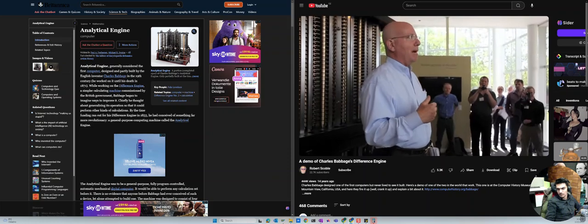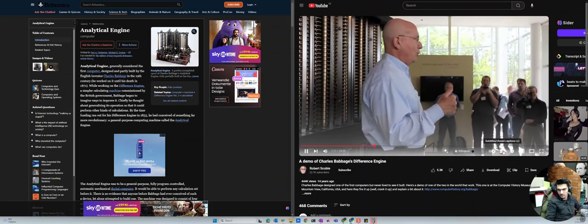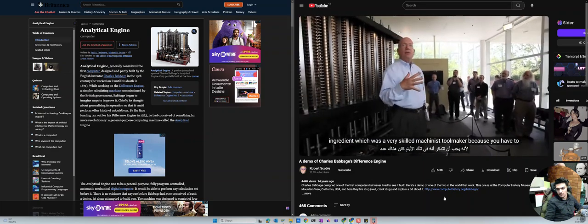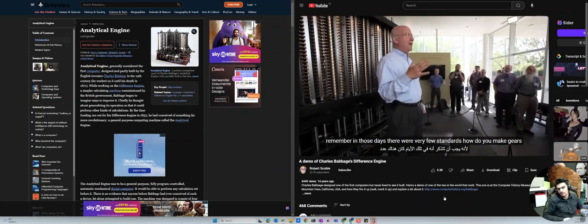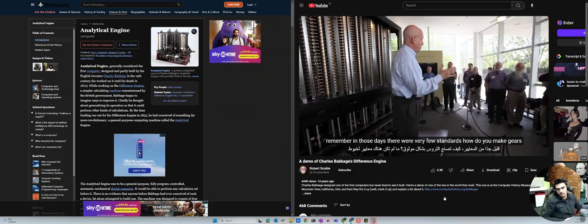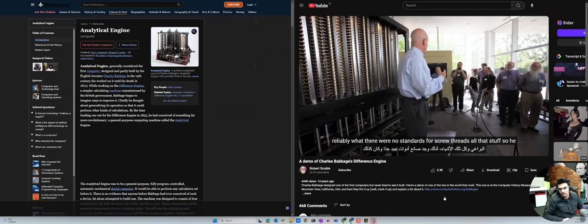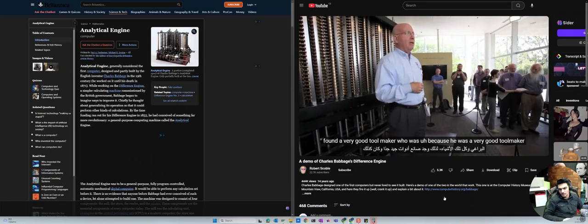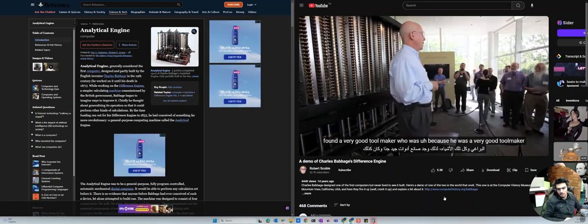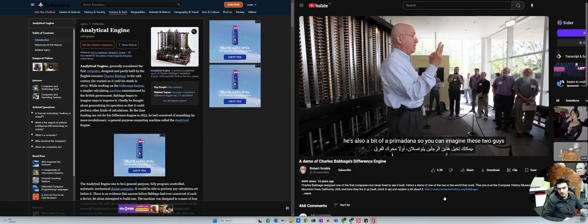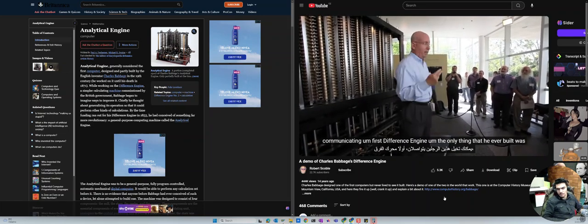And Charles Babbage then needed the next ingredient, which was a very skilled machinist toolmaker. Because you have to remember, in those days, there were very few standards. How do you make gears reliably? There were no standards for screw threads, all that stuff. So he found a very good toolmaker who, because he was a very good toolmaker, was also a bit of a prima donna. So you can imagine these two guys communicating.